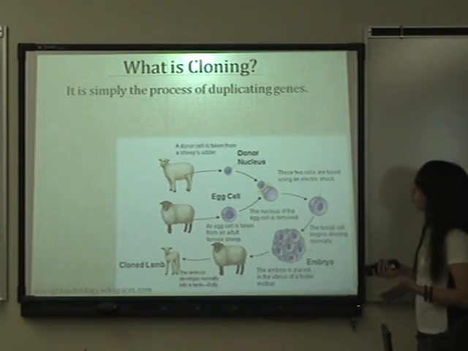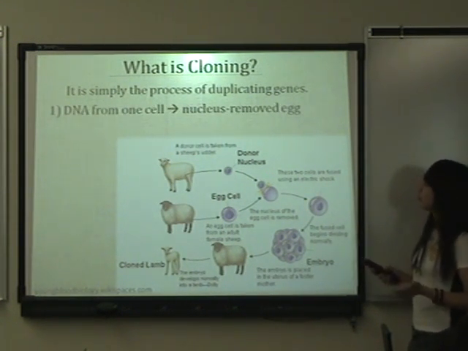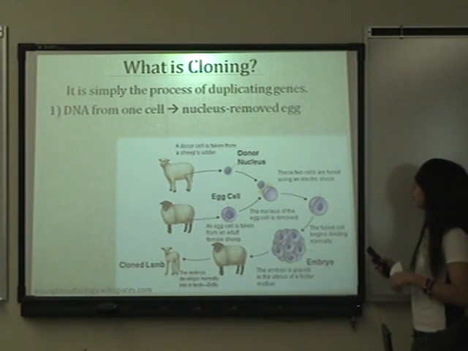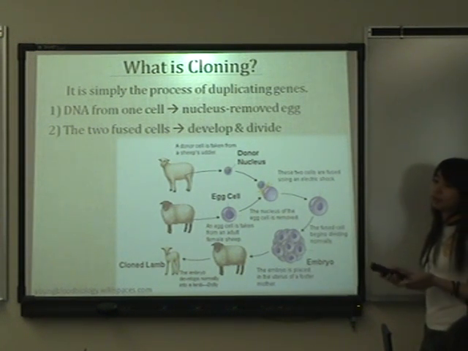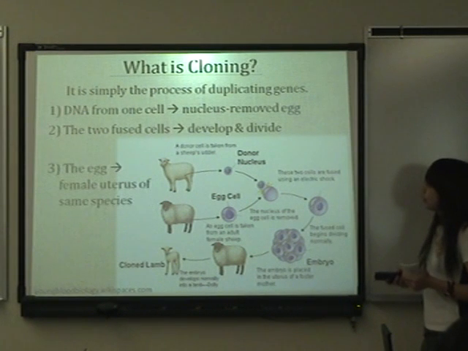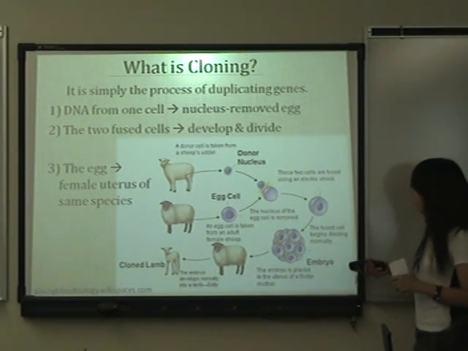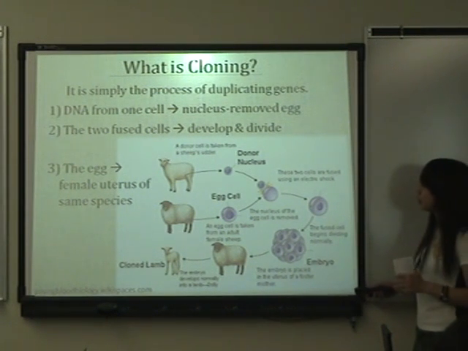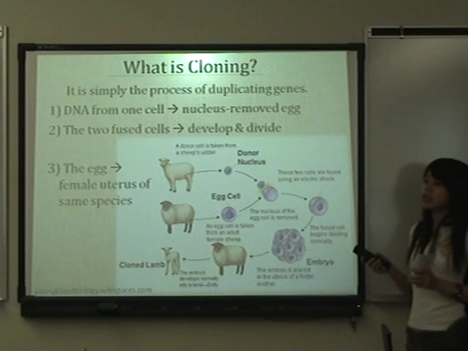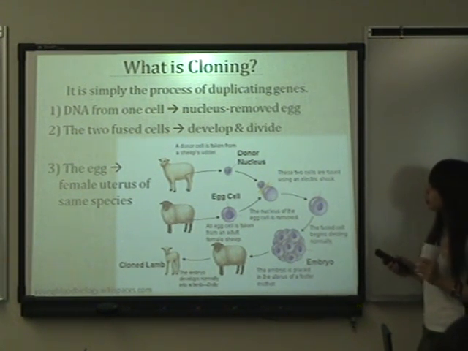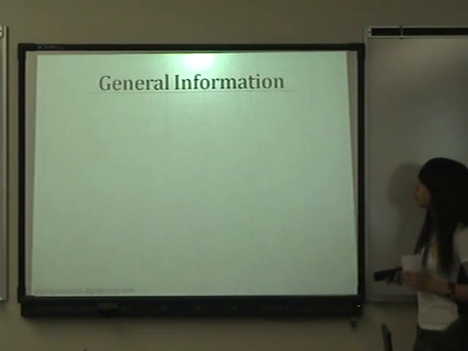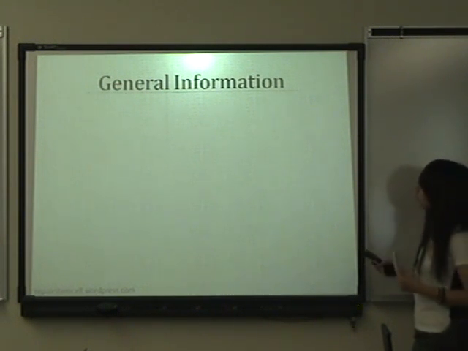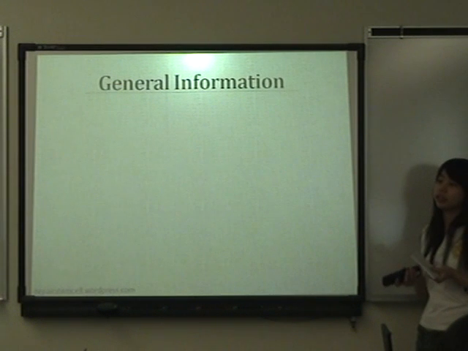And so the first step is you get the DNA from one cell, and then you get an egg from another cell, and you remove the nucleus, and later you fuse these two cells together and let them develop and divide. And then the embryo is put into the uterus, and the one thing is that they have to be the same species. And then she is pregnant, and then you give birth. So, some basic general information.